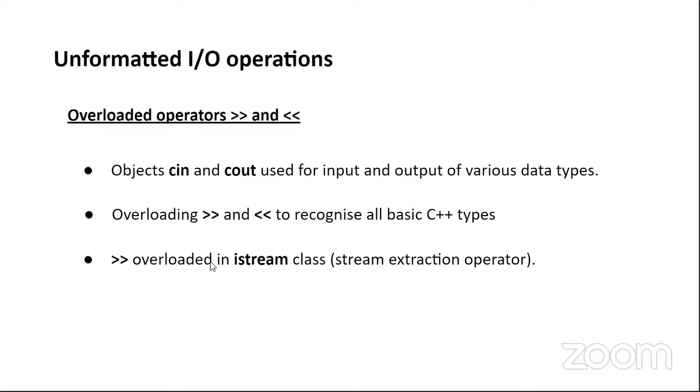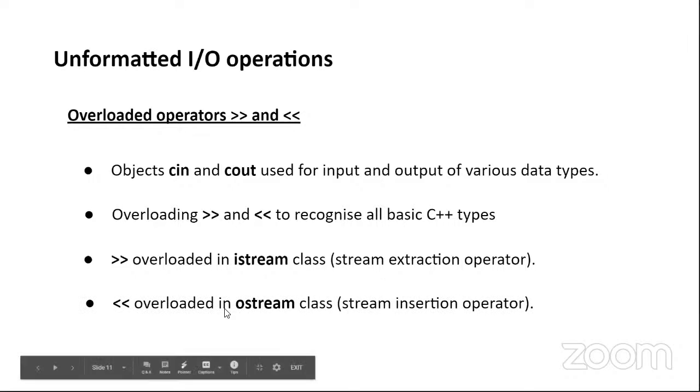This right shift operator is overloaded in the istream class. It is called the extraction operator because this operator extracts data from the input stream. It will extract the data and give it to the program. That's why it's called the extraction operator. And the left shift operator is overloaded in the ostream class, and it is called the insertion operator because it will insert the data into the output stream.